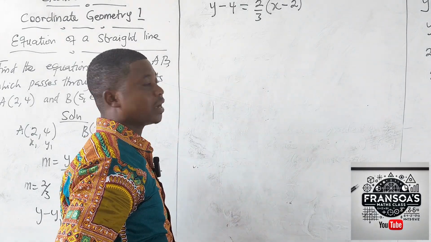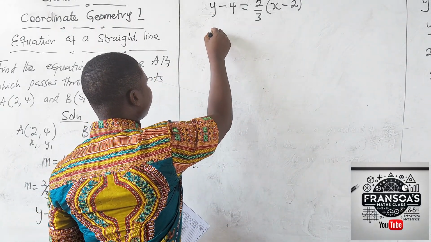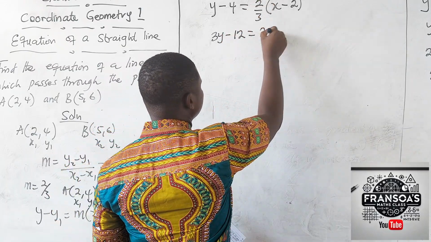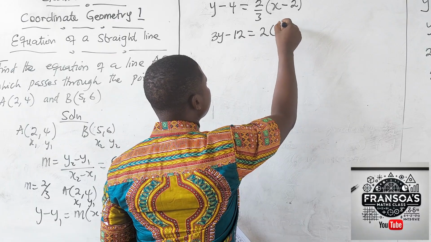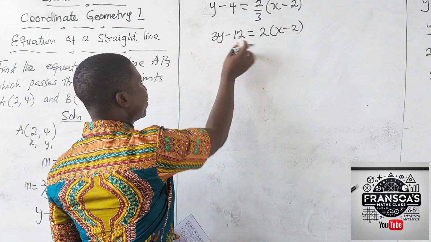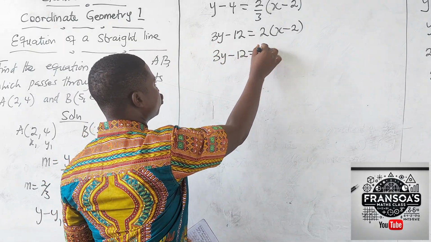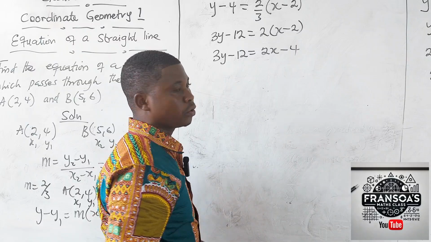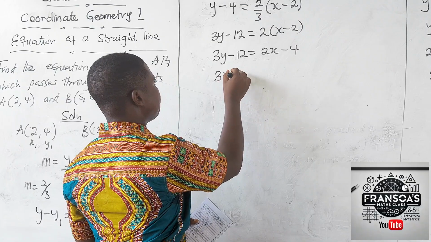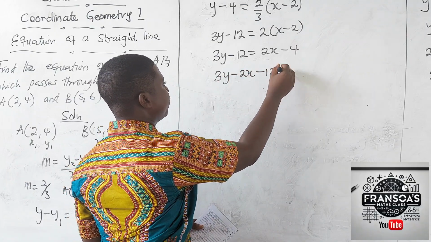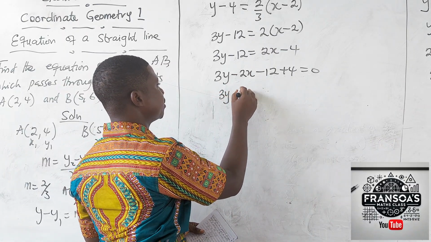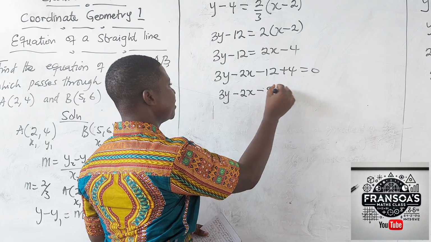So we can multiply through by our LCM, which is 3. So multiplying by 3, you have 3y minus 12 is equal to, 3 will cancel, we have 2 into bracket x minus 2, because the 3 will cancel out that. So we can open that. We have 3y minus 12 is equal to 2x minus 4. So from this, we can find the general form of the equation, which gives us 3y minus 2x minus 12 plus 4 equal to 0. So let's simplify that. I have 3y minus 2x minus 8 equal to 0.